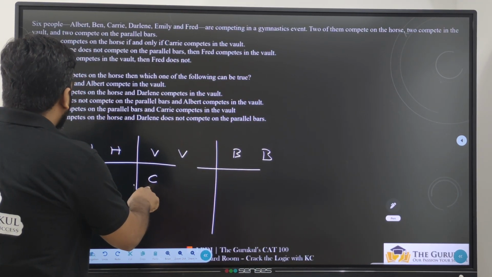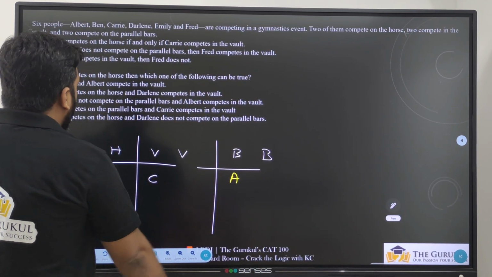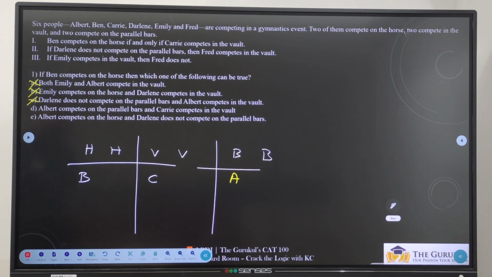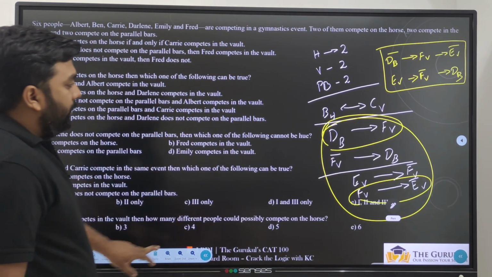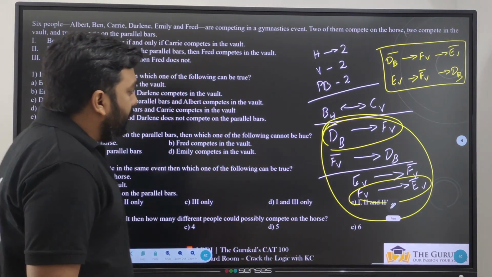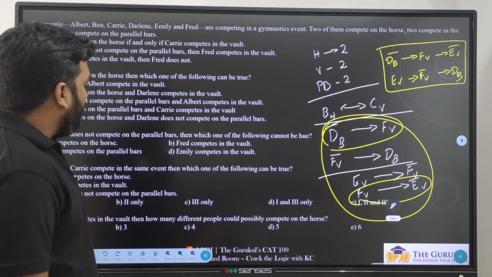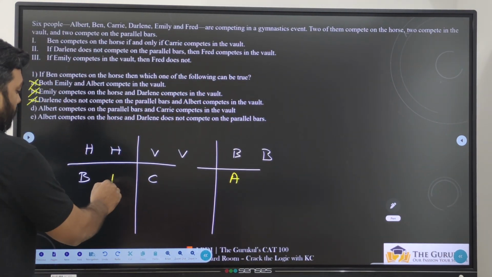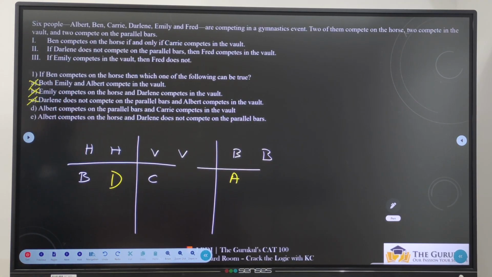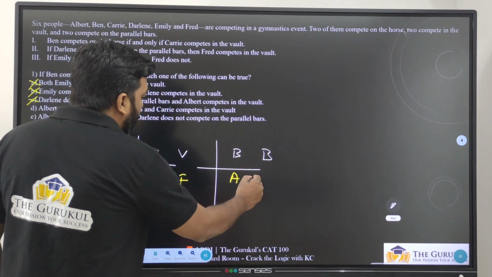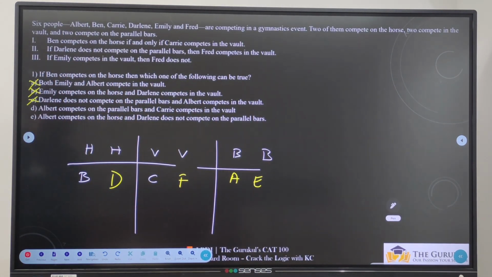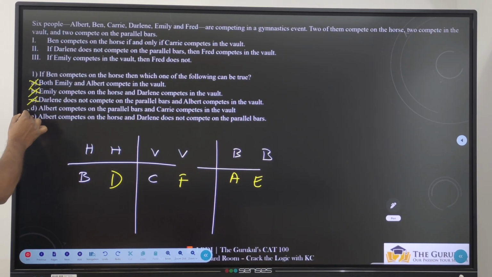Next, A competes on bars and C competes in the vault. C is already competing in the vault, and A is competing in bars. Can we arrange the remaining people? D is not competing in the bars, so D can compete in the horse. If D is competing in the horse, either F or E. So F will be competing in the vault and E can be in the bars. We can make this as an arrangement. Nothing is violated. Perfect. So this can be true.